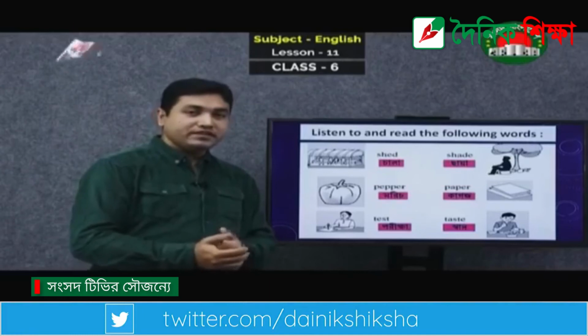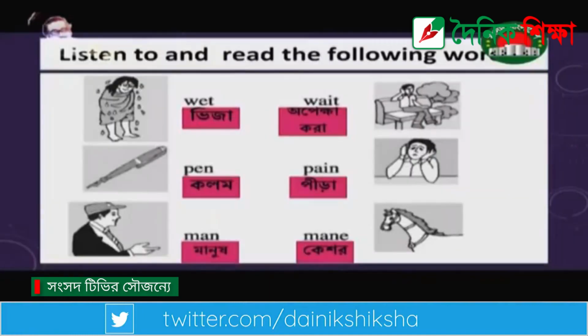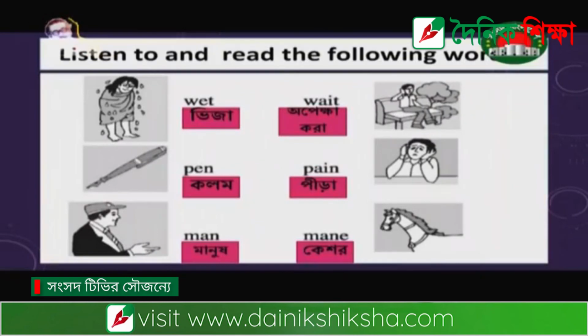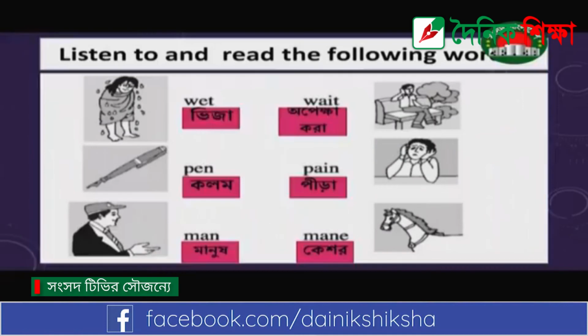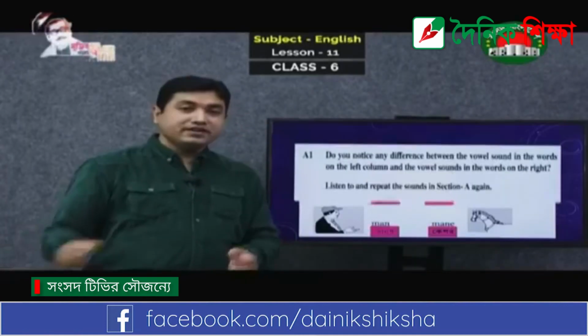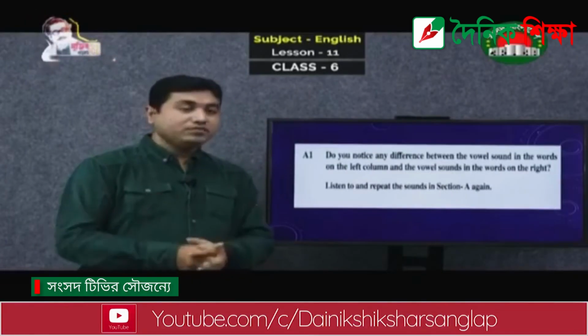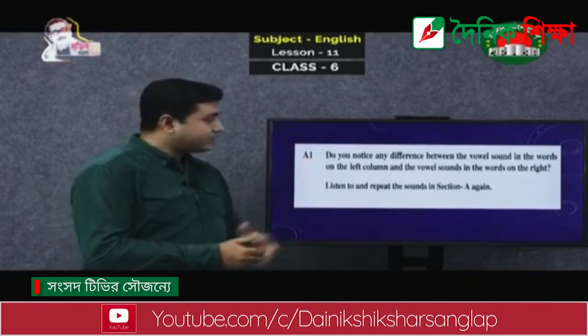In the next word, you can see wait, and on the right side, you can see wait. Next, you can see pain. On the right side, you can see pain. Last, you can see man, and on the right side, you can see main. So, dear learners, I hope you have gotten clear idea about these questions. Okay, let us move to our next slide.